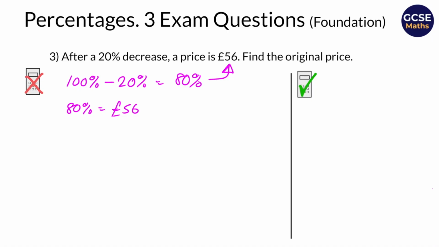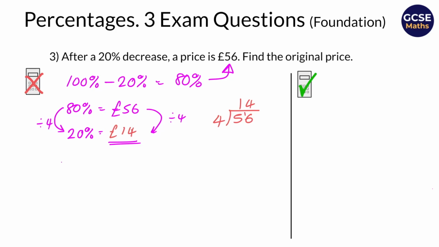But we don't want 80%, we want the original amount, which is 100%. So in this case, I need to find what that additional 20% was worth. So in order to turn the 80 into 20, I just divide by 4. So I take the 56, I divide that by 4, and I will get what 20% is worth. As it's a non-calculator paper, I'll do that sum over here. I know that 20% is worth £14. So therefore, the original amount is equal to the £56, which is 80%, plus the 20% that was knocked off, which is £14, and that gives us a total of £70.